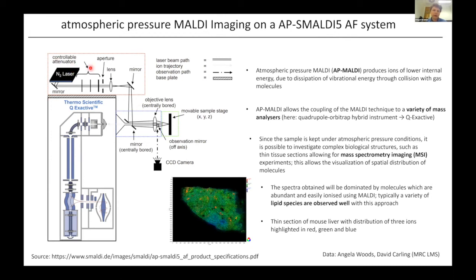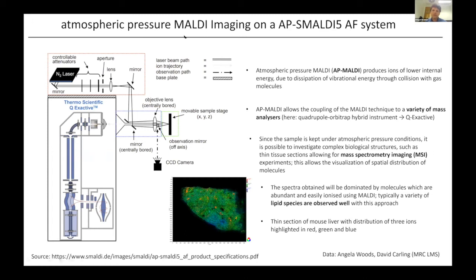But what we're now able to do is we still will use a laser, a UV laser, to shoot on the sample stage. But after performing the ionization, we're then able to couple the ions generated to a different type of mass spectrometer, in this case, an Orbitrap-based mass spectrometer.